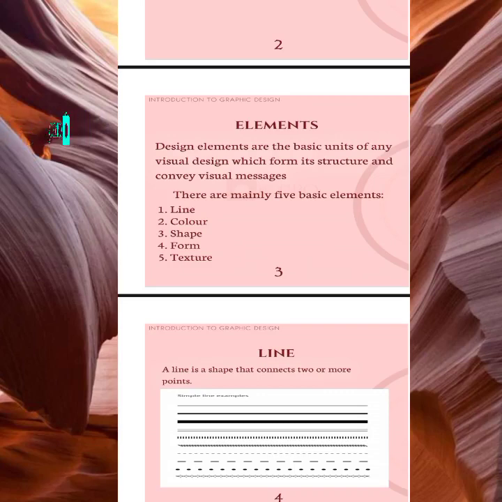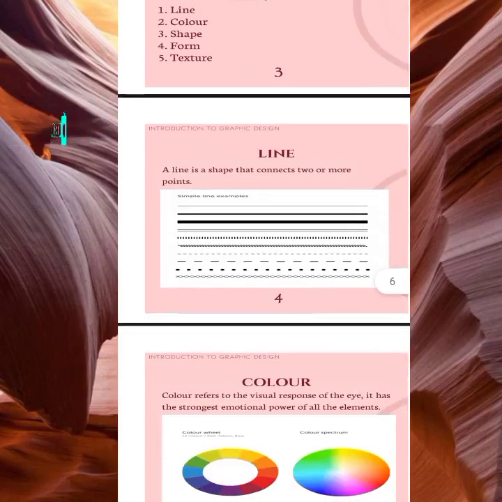There are many elements, but the ones I'm going to touch in this aspect are just five. The first one is line. A line is a shape that connects two or more points. So when two points join together, that is called a line. I hope you are all getting it.